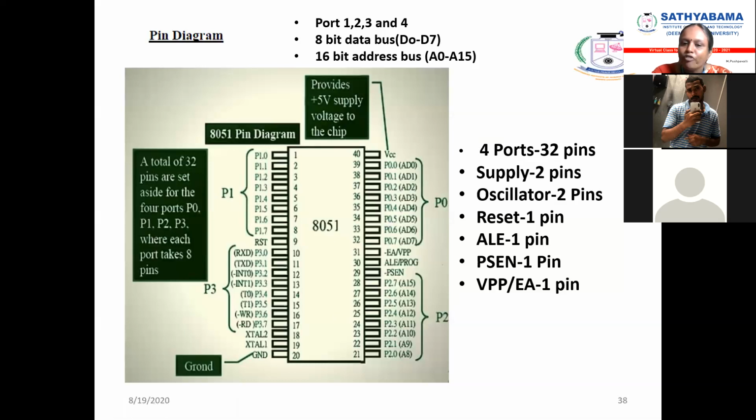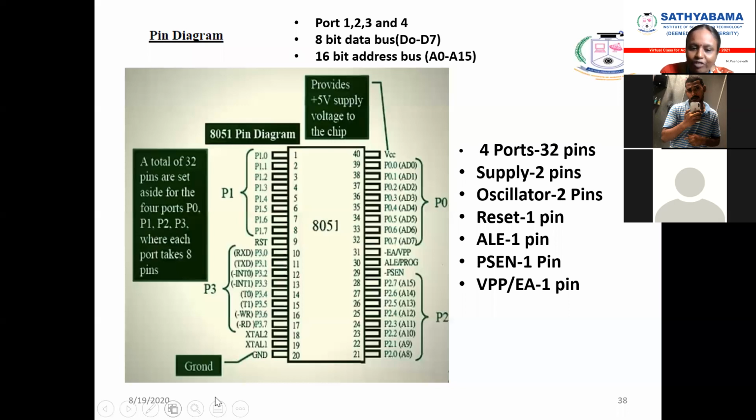Now we all know that for a microcontroller we need a supply and ground. So 2 pins are allocated for supply, one for +5 volt and another for ground. Then you all know the processor works on a frequency. So there will be an oscillator, because speed and time consumption everything depends on clocks. So the clock must be very important.